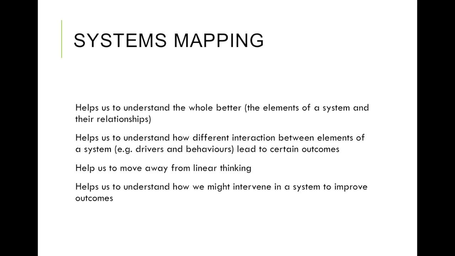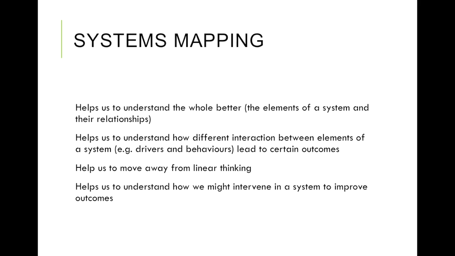They help us to understand that a system is more than just the sum of its parts, but that these parts are interconnected, and that through this interconnection something emerges that is what we're interested in, or that is what we want to take apart. So systems mapping helps us to understand how these different interactions between elements of a system can lead to certain outcomes. In the context of sustainability, these are sometimes outcomes that we do not aspire to, or outcomes that we want to change.